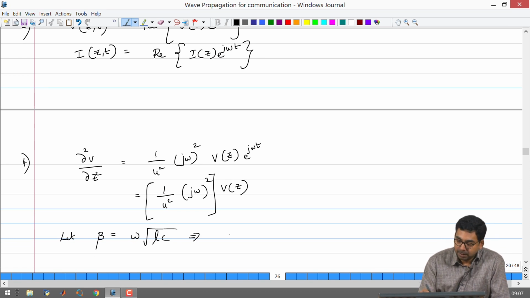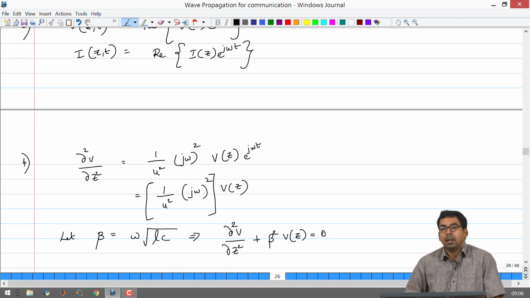This will mean that the wave equation will be ∂²V/∂z², because I have j squared. So, I can bring the quantity to the left hand side, so I will have plus β². We have just rewritten the wave equation for the case when the signal is time harmonic, and representing it in the form of exponentials, and we are taking the real part over here to simplify the math.